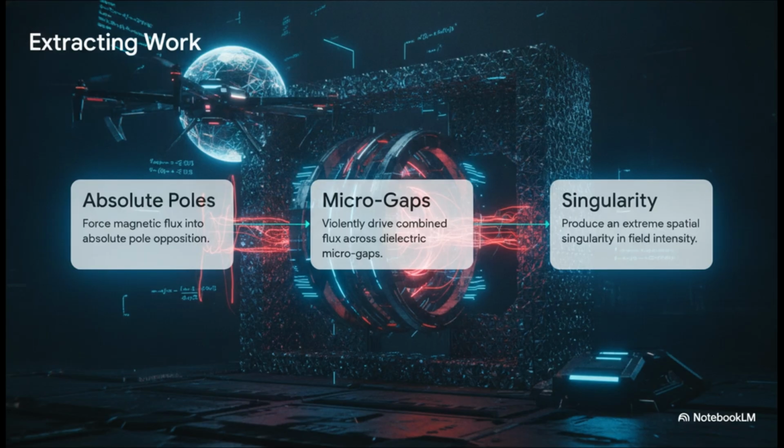Second, we violently drive that combined frustrated flux across microscopic 10 to 100 micrometer dielectric gaps located inside the laminated walls of a surrounding magnetic circuit. And third, this intense geometric flux concentration produces an extreme spatial singularity in the magnetic field intensity. The magnetic energy density vastly exceeds the electric energy density here, and that is what allows us to start dynamically modulating the scalar field of the vacuum itself.